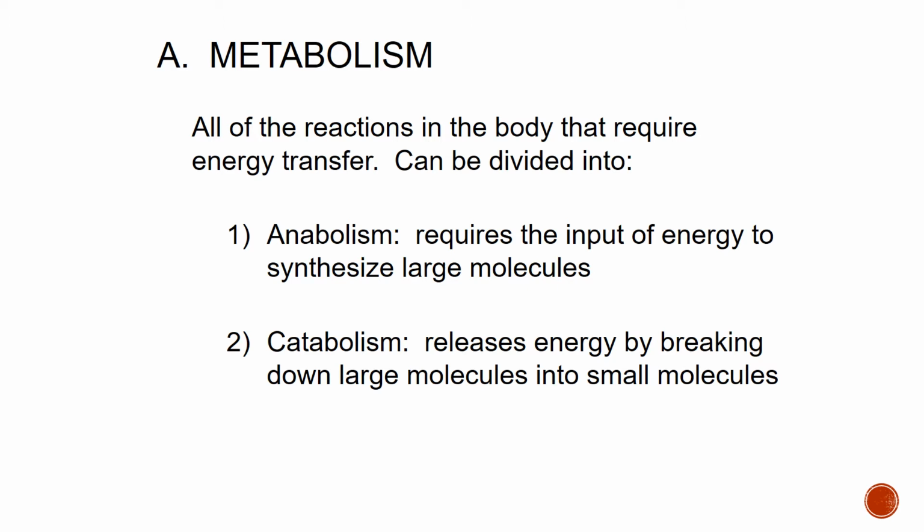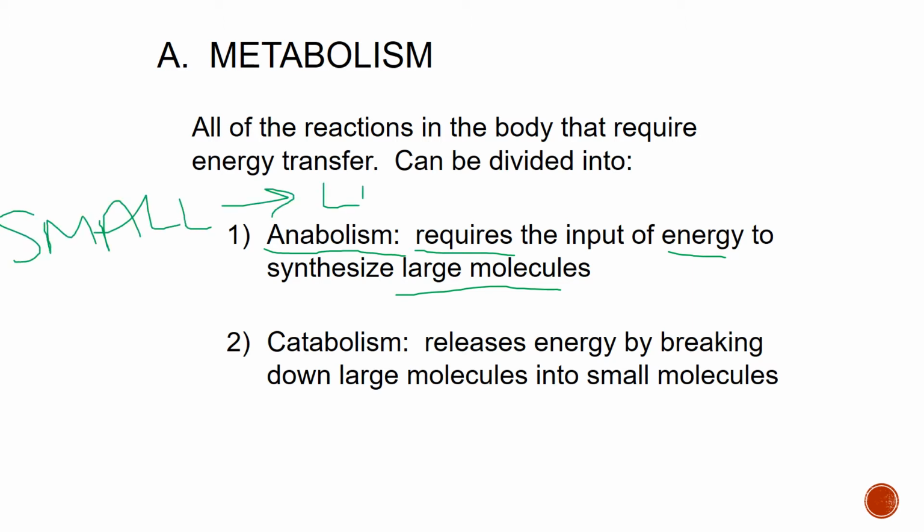The first is anabolism. Anabolic reactions require energy to synthesize large molecules. So with anabolism, you're going from small to large. An example would be going from a monosaccharide to a polysaccharide, or with proteins, going from a monopeptide to a polypeptide.